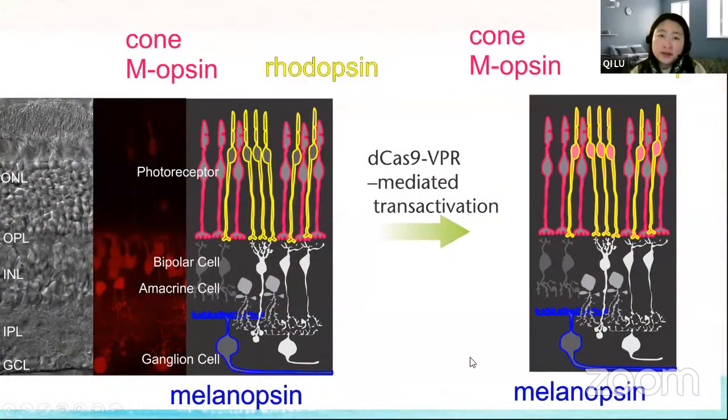So generally, in this study, they try to express conopsin in rod photoreceptors. After this treatment, the rod photoreceptor can express the conopsin and gain photoreceptor functions. That is, it can be activated or functional in photopic or daylight conditions.